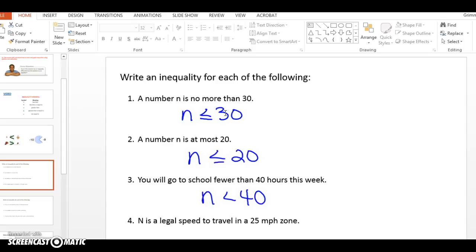N is a legal speed to travel in a 25 mile per hour zone. Eric? Good, because it's okay for you to go exactly 25. Yeah, but you can't go like 10 miles under the speed limit.